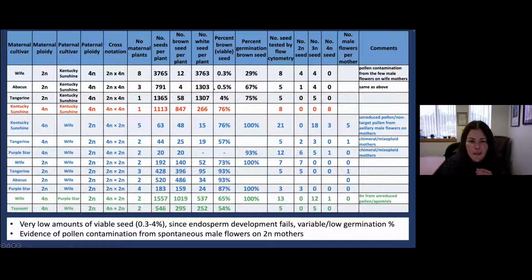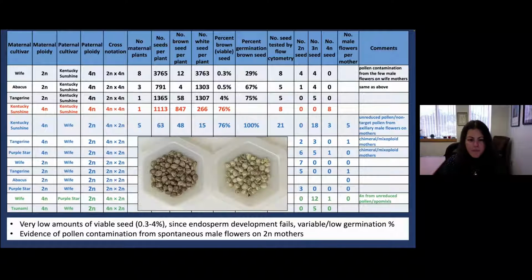There were only less than 1% brown, healthy, filled seeds on this plant. And what we think is happening here is that the endosperm inside the seed is failing, so the embryo doesn't grow. This is showing you on the left, brown, healthy, viable seed, and on the right, tannish, hollow to deformed seed that is not viable. And so the majority looked like this.